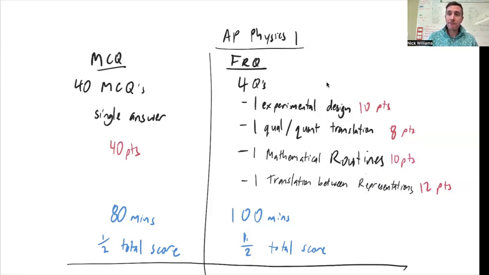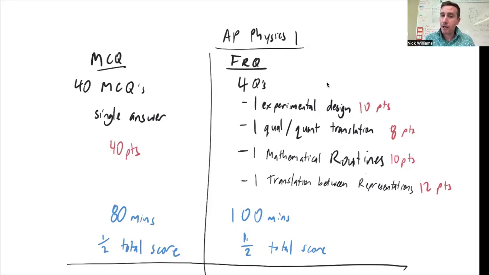So, for the actual AP exam, there are two sections. The first section is your multiple choice questions section. There will be 40 multiple choice questions. Each one of them has a single answer, and in total, that gives you 40 points, 1 point per question. You have 80 minutes for that section, so that averages 2 minutes per question, and that accounts for half of your total score. Then the free response section has 4 questions.